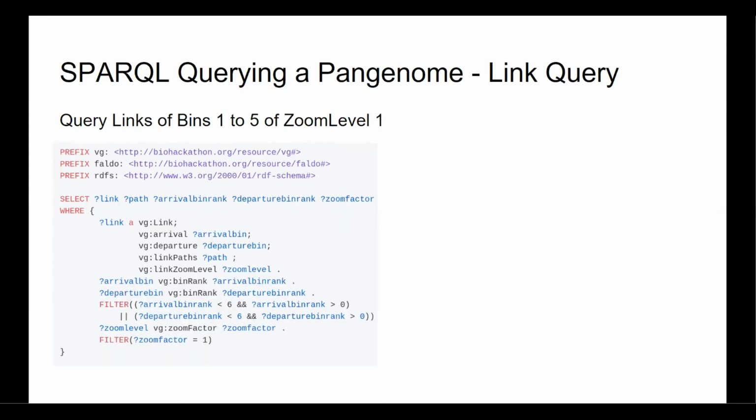Now to the link query. Of course, again, we need to query the links which already correspond to bins 1 to 5 of zoom level 1. So we select all the links, we filter again by bin rank, and then we filter by zoom factor. What we get back here are 2 links and the path that participate in that link. And we can also see that the first link starts in bin number 4 and goes to bin number 12. And the second link starts in bin number 17 and goes to bin number 5.